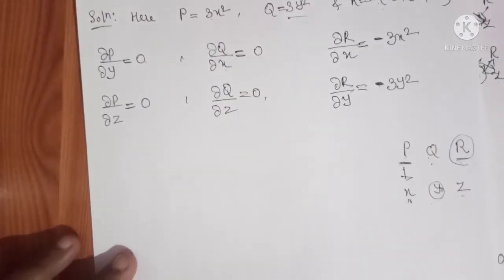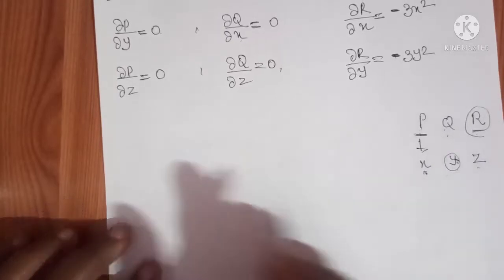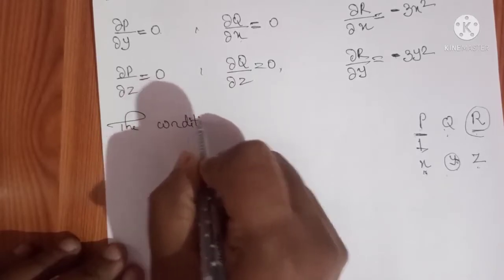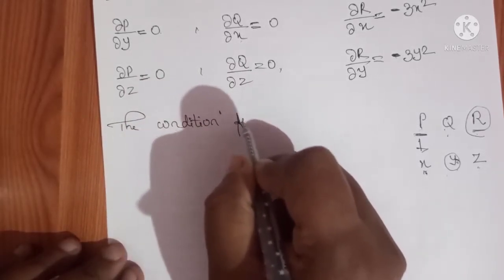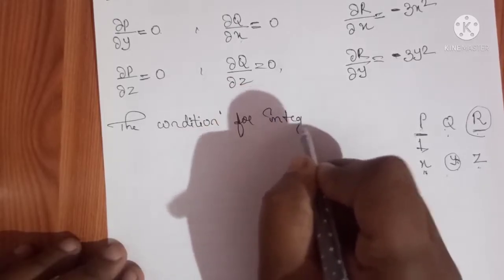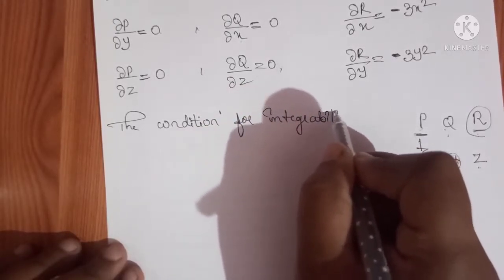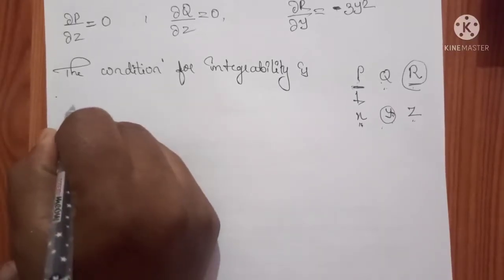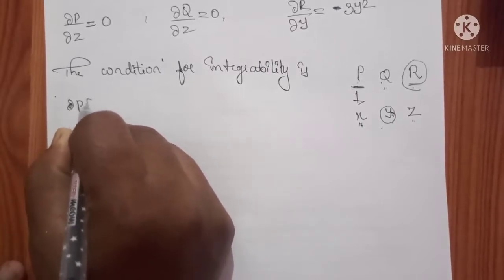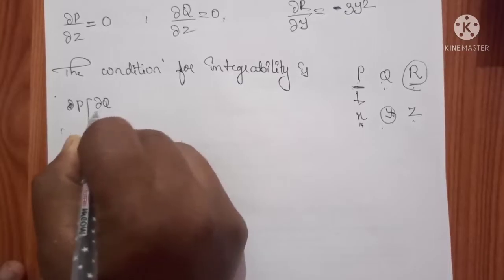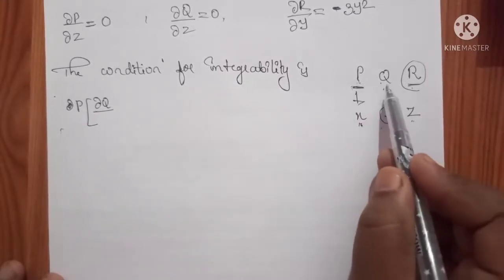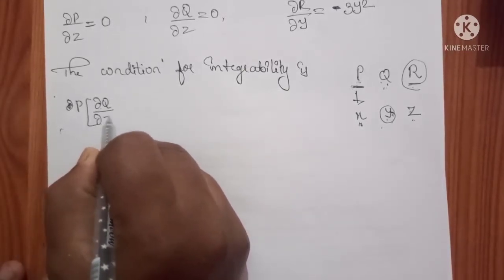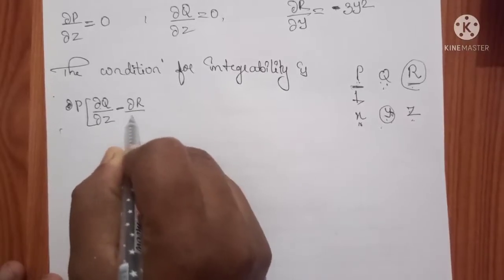Okay, so these are the partial derivatives. Now we write the condition for integrability. That is, the condition for integrability is p into (∂q/∂z − ∂r/∂y).